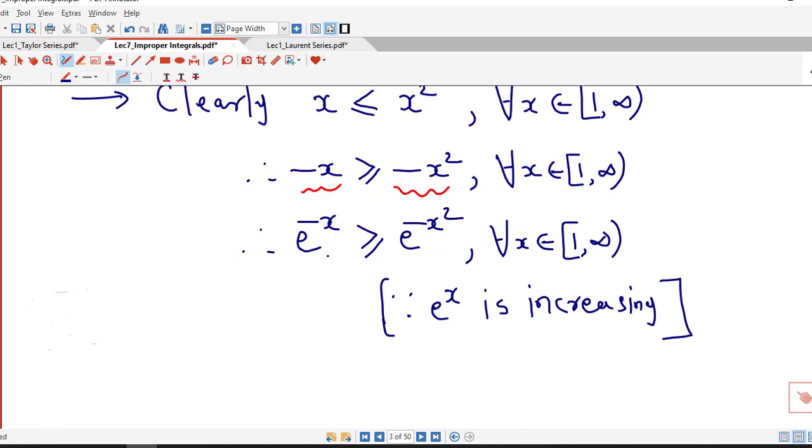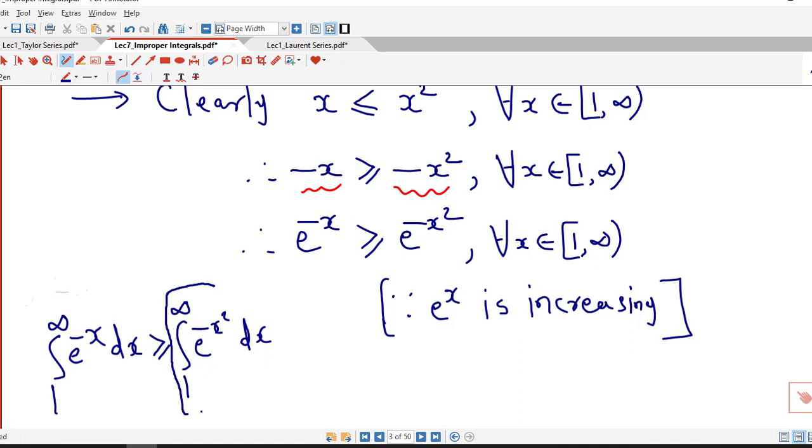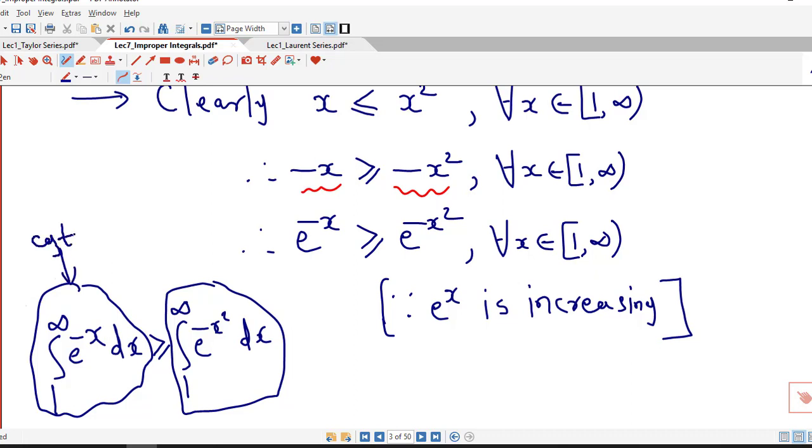So now therefore we can say that the integral from 1 to infinity of e raised to minus x dx is greater than or equal to the integral from 1 to infinity of e raised to minus x square dx. So the value of this integral is smaller than the value of this integral. So if this integral is convergent, or if the value of this integral is finite, the value of this integral is also finite, and therefore it is convergent.